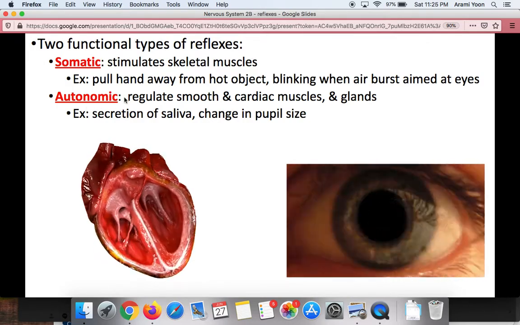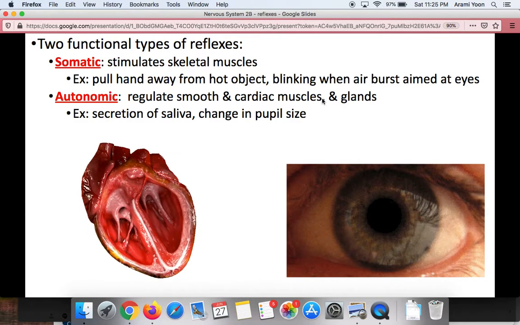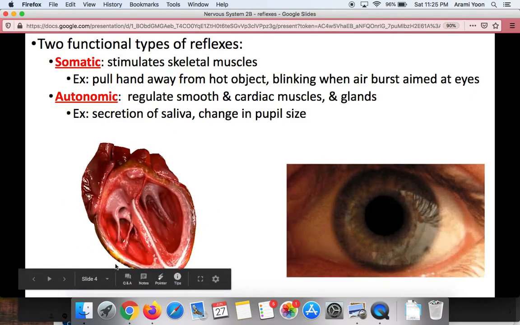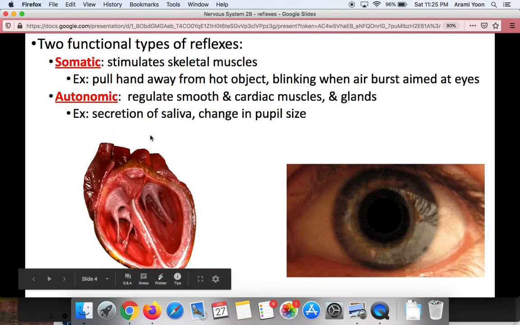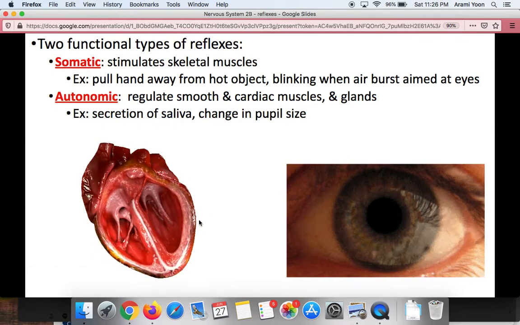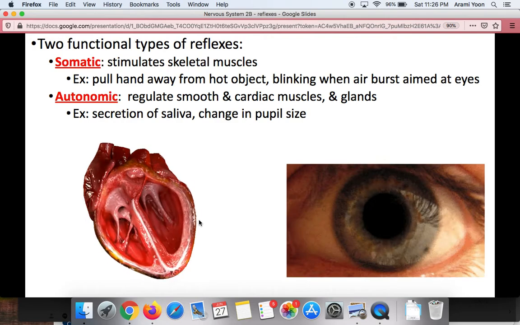Autonomic reflexes are the ones that regulate smooth and cardiac muscles and glands. So one example would be the secretion of saliva. It's not something that you have to consciously do. It automatically happens when you have food in your mouth or when you smell a stimulating, delicious smell. Another example would be the regulation of your heartbeat. That happens reflexively, and your heart rate will change reflexively according to different situations, like if you are under stress or if you're relaxing.